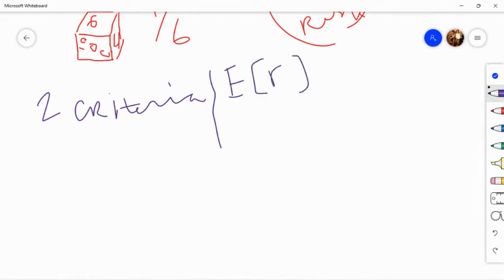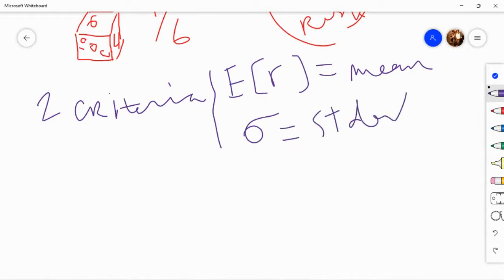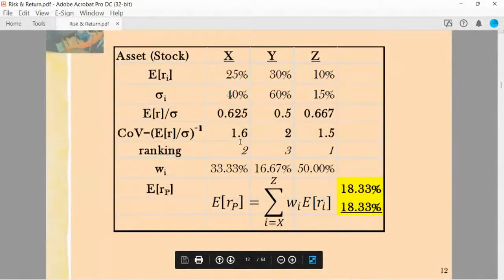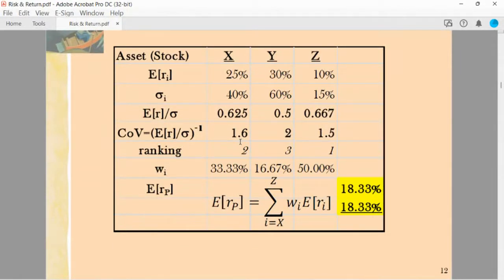expected return, which is the mean, and standard deviation, sigma, the Greek character for S. So it means standard deviation. Based on that, we have selected stocks X, Y, and Z. The expected return of X is 25%, Y 30%, Z 10%. The standard deviation, or the risk, of X is 40%, Y 60%, Z 15%.